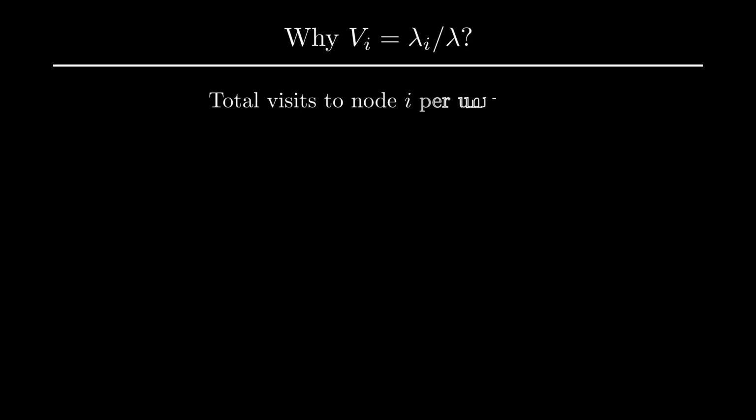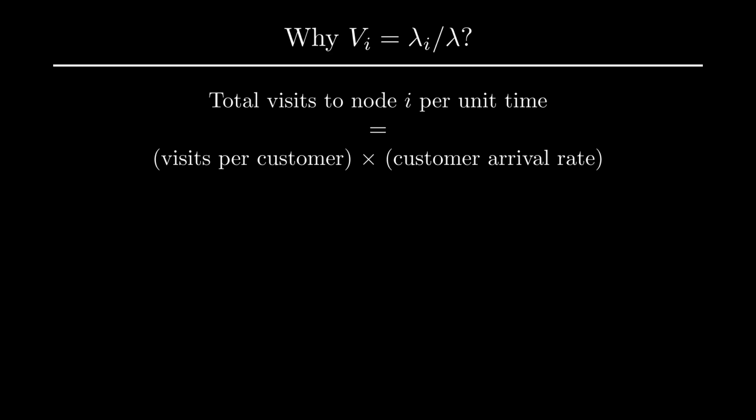The derivation rests on a single conservation argument. The total visits to Node I per unit time must equal the visits per customer times the rate at which customers arrive. Written symbolically, lambda sub I equals V sub I times lambda. Solving for V sub I gives our central formula. Beautifully simple, deeply useful.